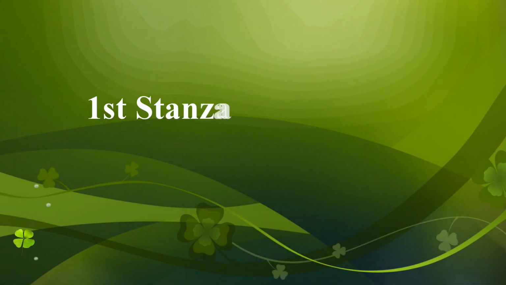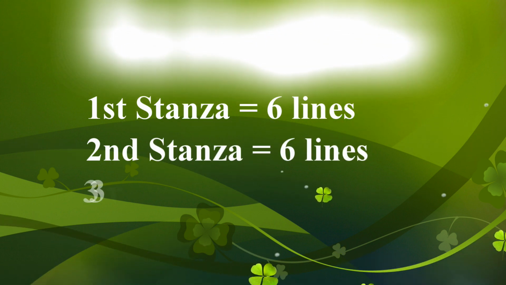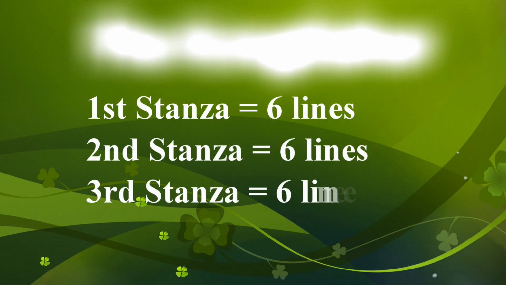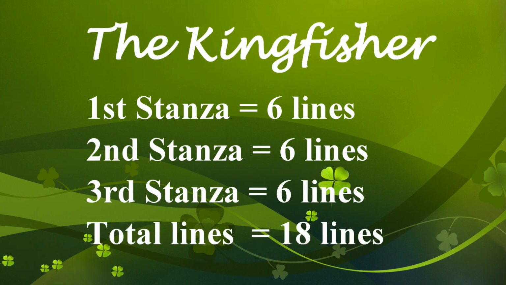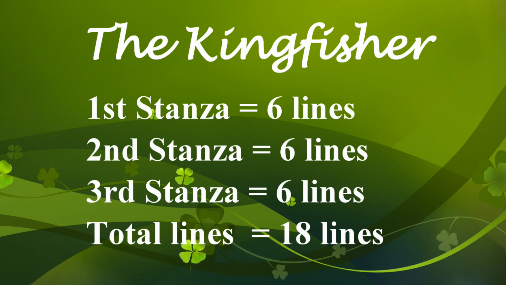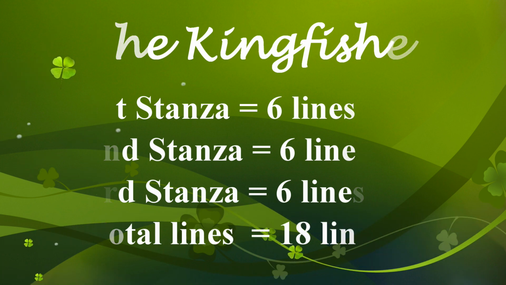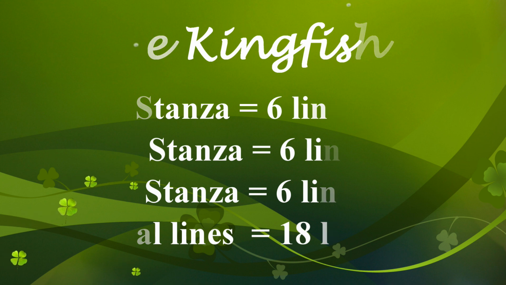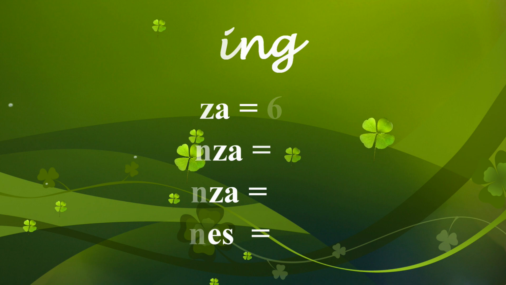First we will try to study this poem structurally. So the structure and the framework of the poem: as we can see, it is divided into 3 stanzas, and in the first stanza there are 6 lines, in the second stanza again 6 lines, and in the third stanza 6 lines. So the poem is divided into 3 stanzas consisting of 6 lines in each stanza.